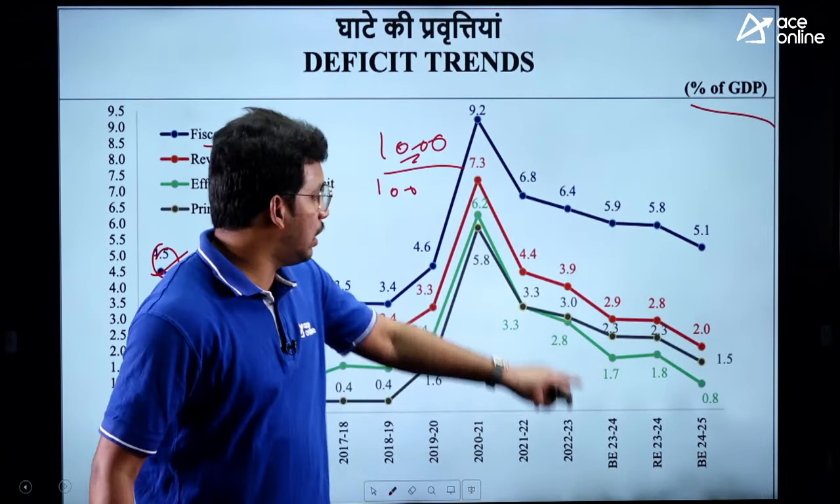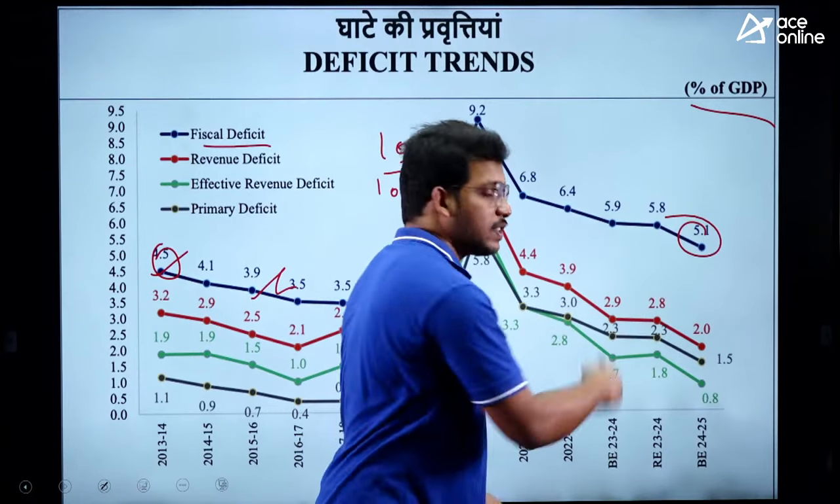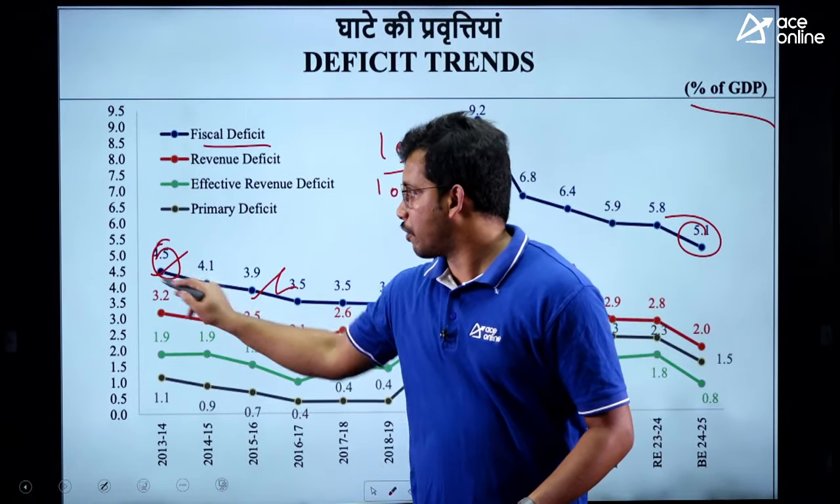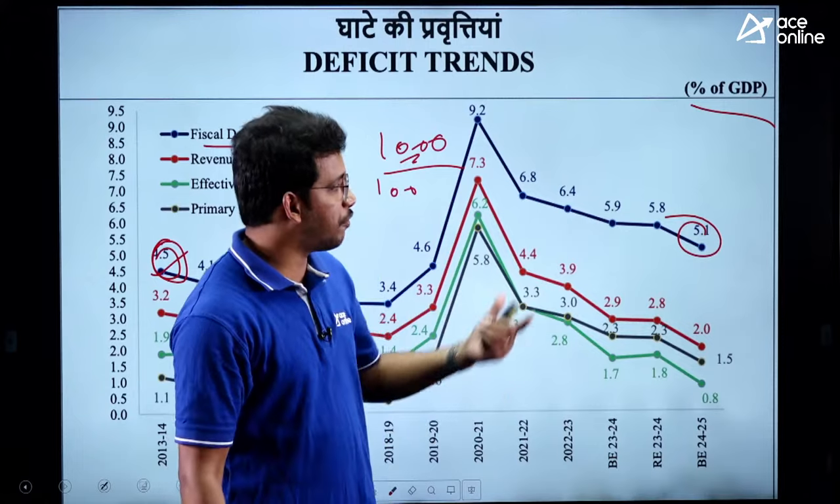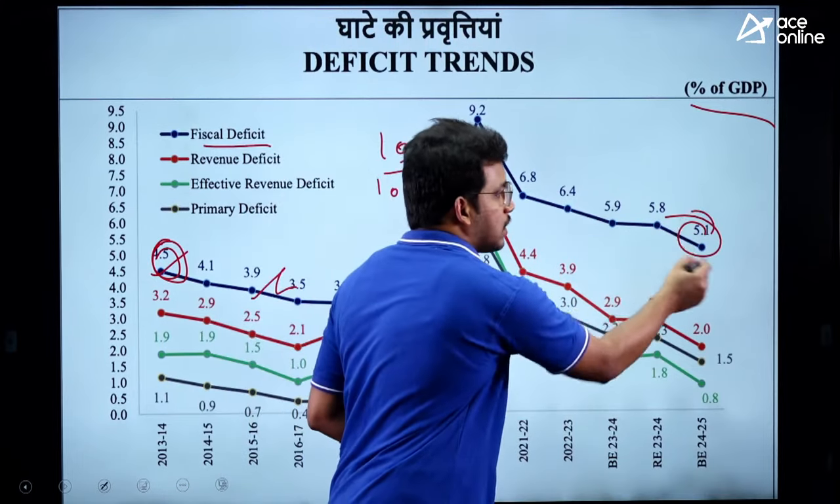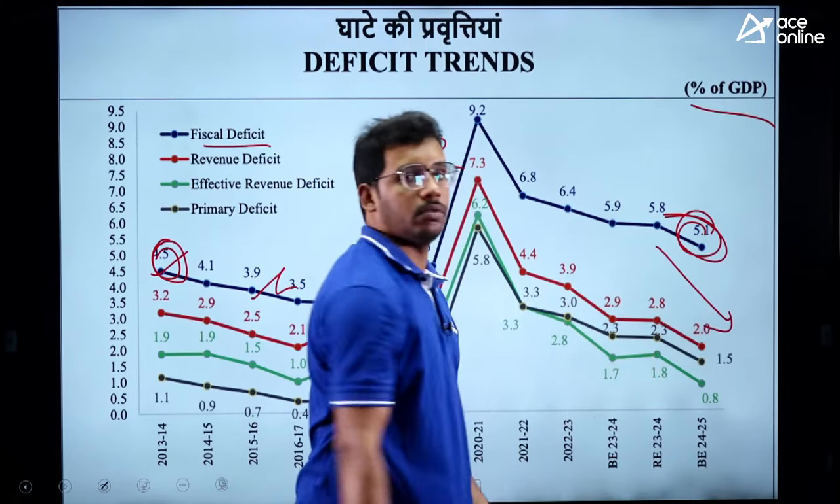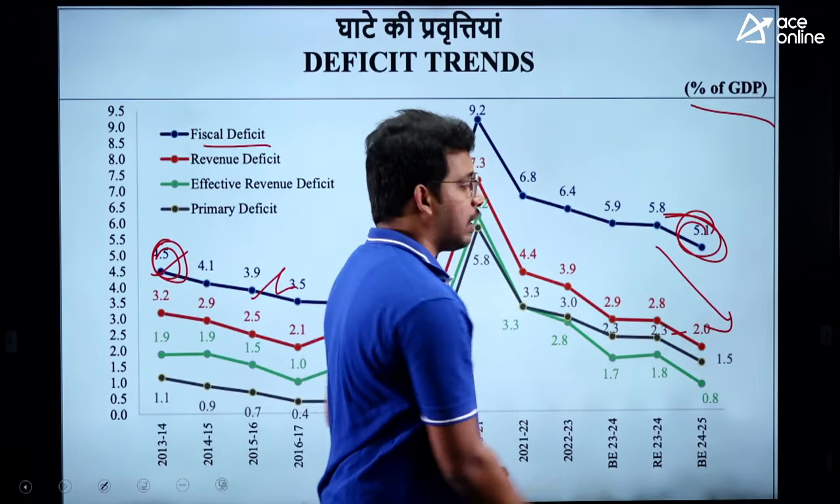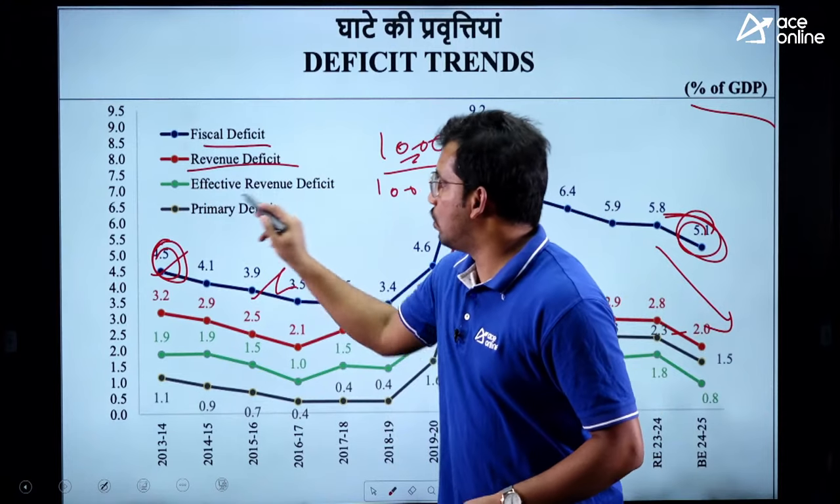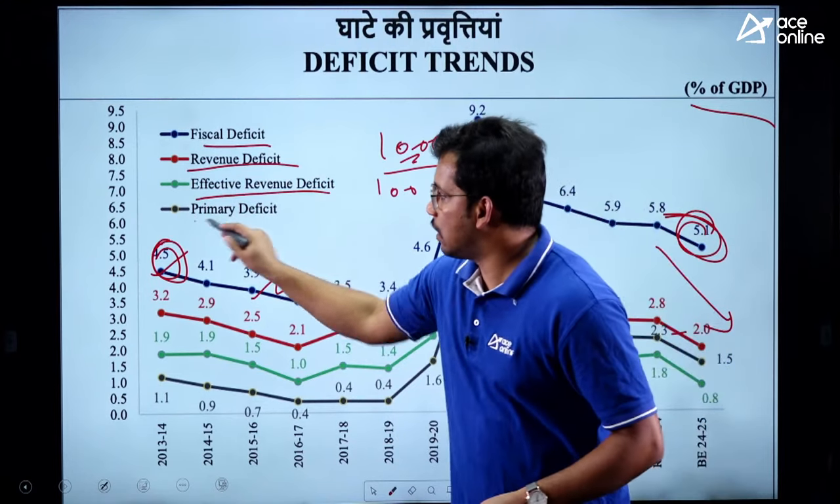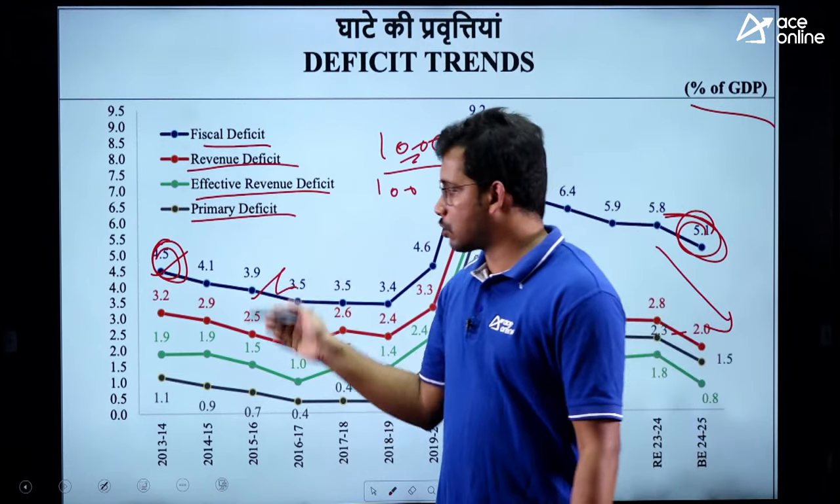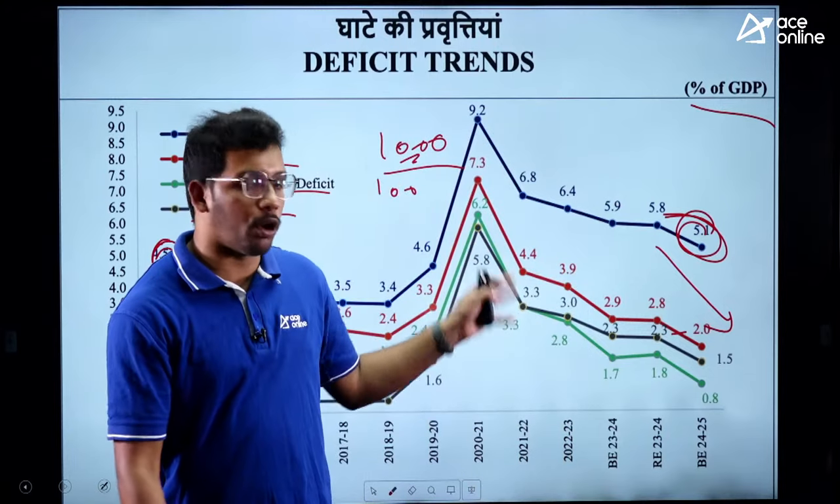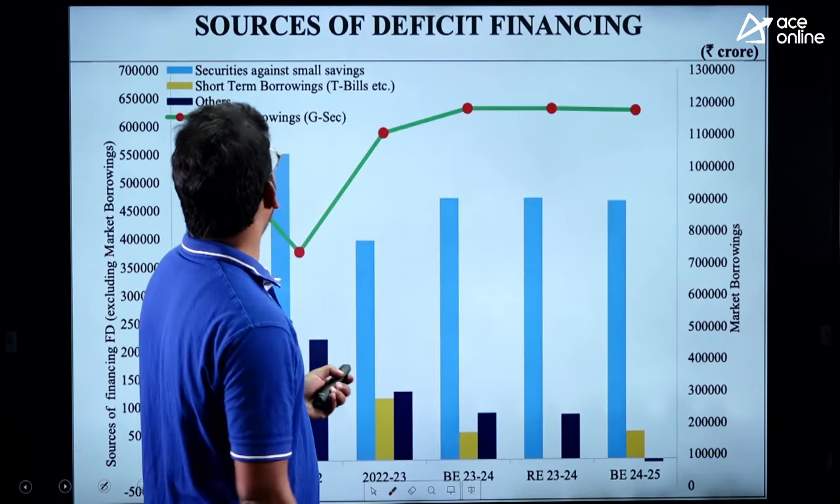From 2013, we were able to decrease it actually. See here. From 4.5% of fiscal deficit, government is reducing it, so it is trying to keep it under 3.5, right? The red one is revenue deficit, the green one is effective revenue deficit, and then primary deficits. So these trends also are important to be remembered, right?